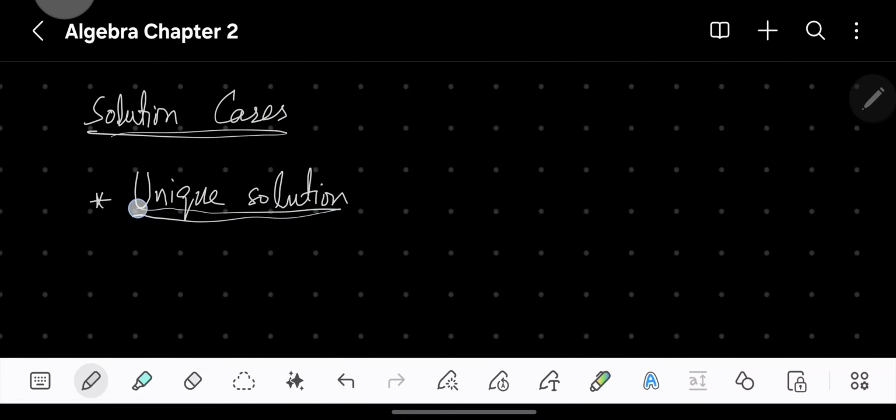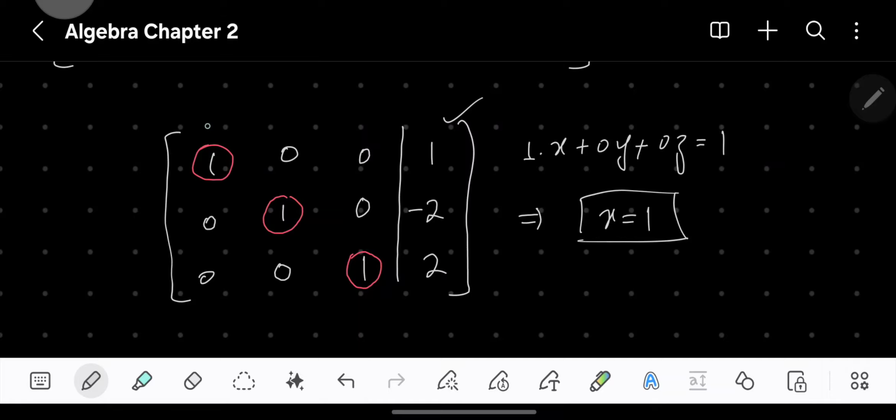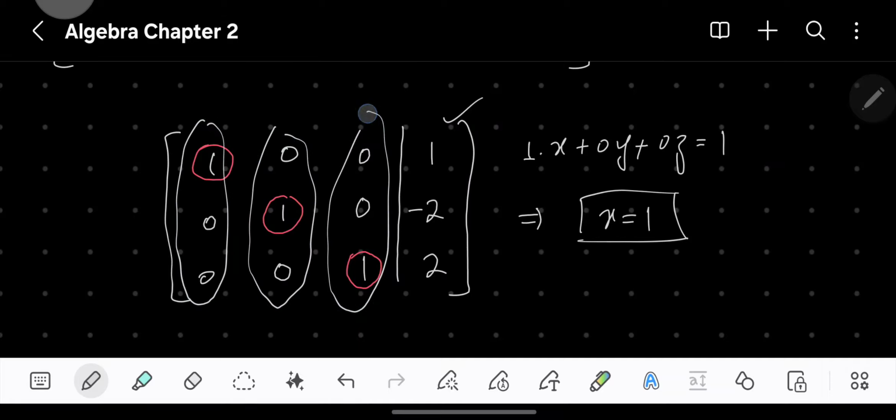The first case is unique solution. When we get a unique solution, if in each column we are getting a pivot, okay, not this column because this is the constant matrix. So from the coefficient matrix, in each column, if we are getting a pivot entry, then we will say that the system has unique solution.